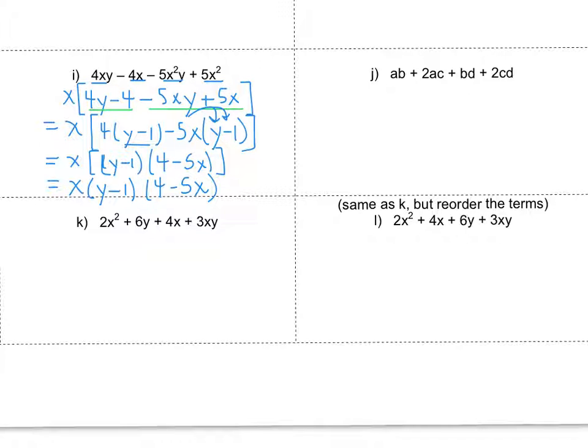I could put my y minus 1 second or third as a factor, keep my x here, put this one third and this one second. As long as I keep the order within the bracket the same, like keep it as a y minus 1 and don't try to switch that to a 1 minus y, I can interchange these whole brackets with each other. The order of multiplication doesn't matter. Like 3 times 4 times 5 is the same thing as 4 times 5 times 3, is the same as 5 times 3 times 4, and so on.